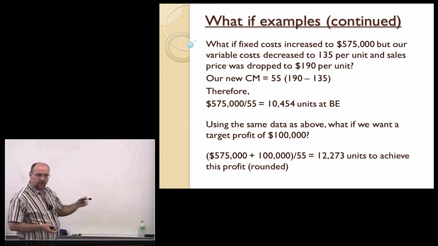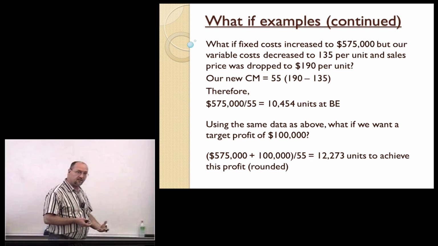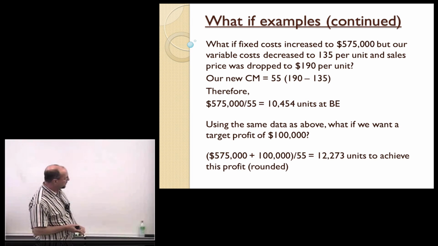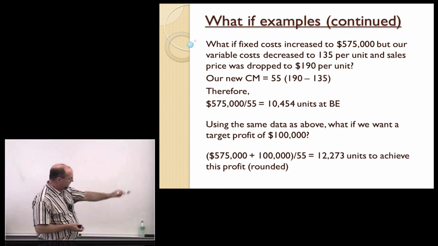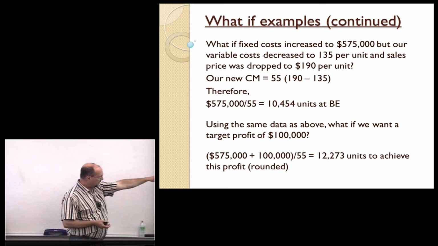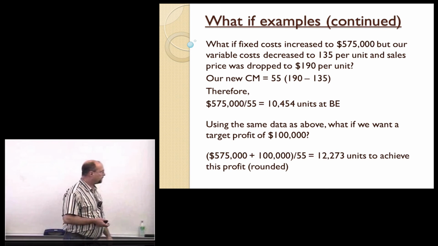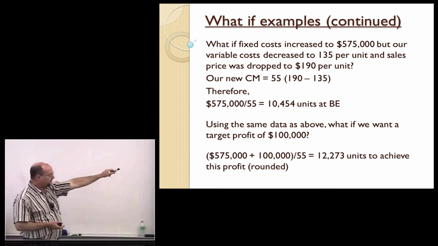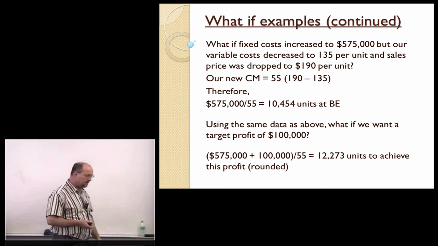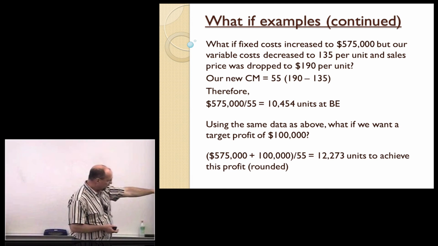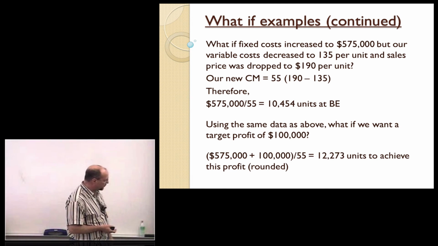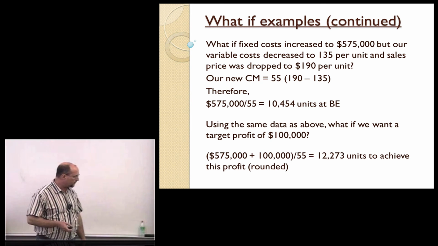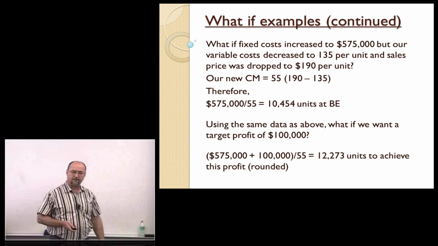All three elements change. Well, just put all three elements in the formula. Okay? Our contribution margin is 190 minus 135. Now fixed cost, 575, divided by the new contribution margin, 10,454 units to break even. And using this particular data here, if I want to achieve a $100,000 profit, 575 plus target profit of 100 divided by the contribution margin, 55, I'd have to sell 12,273 units to accomplish that profit.